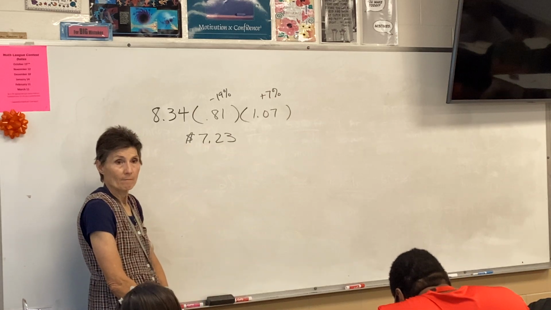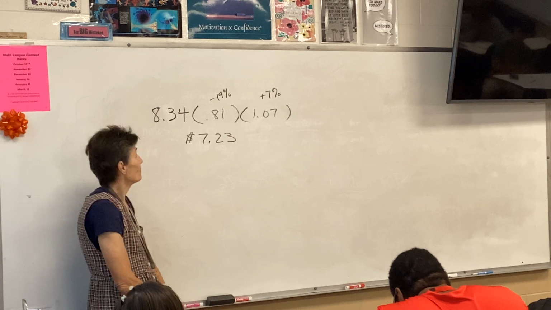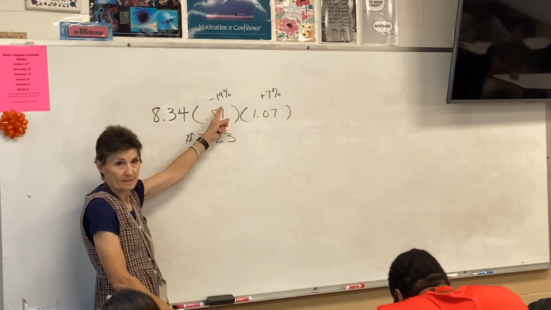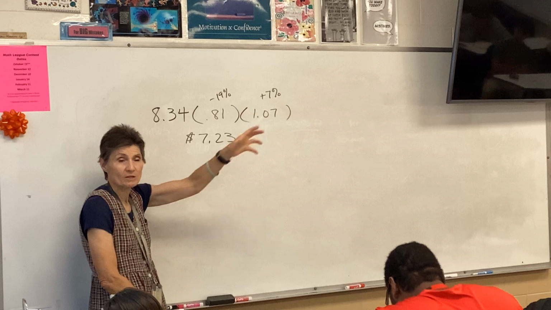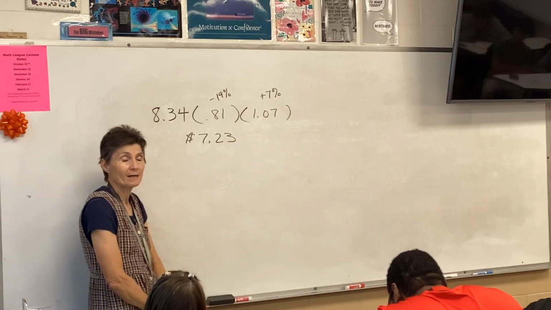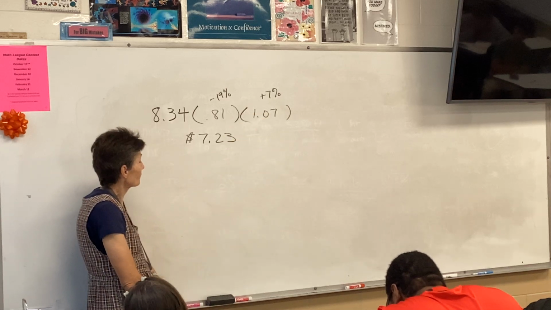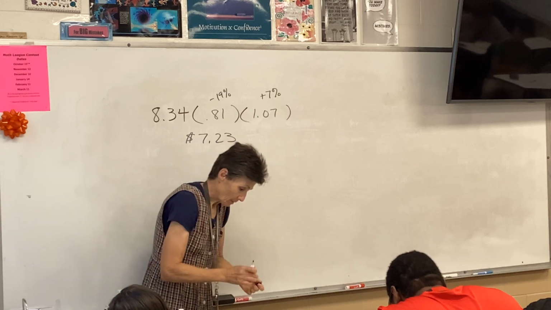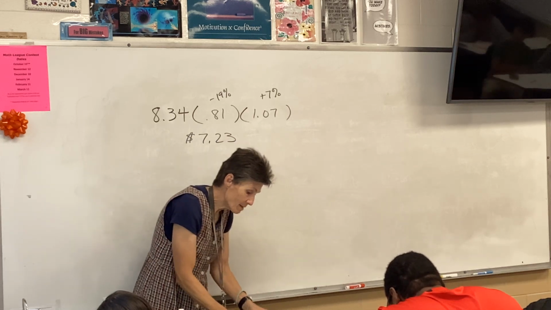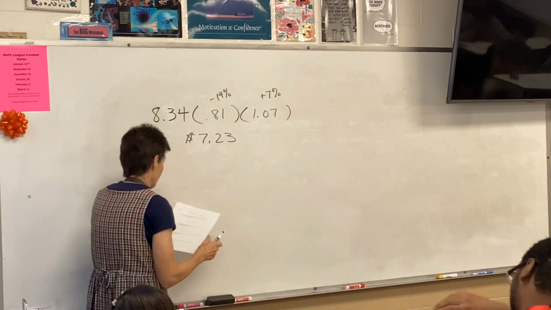You did 100 divided by 19 to get the first one. 100 minus 19. Coupons come off, you subtract. So 100 minus 19.